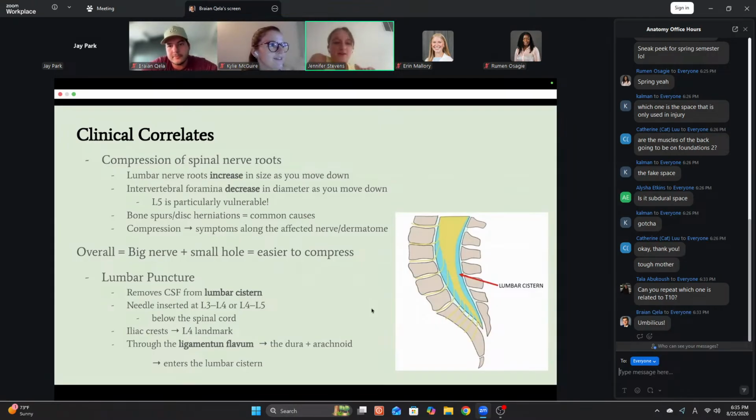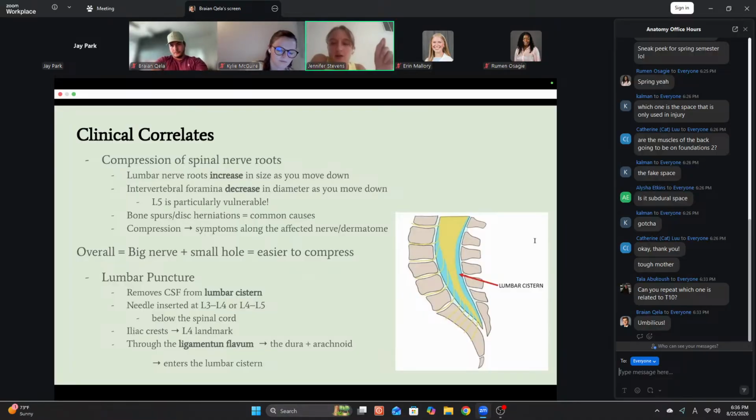Okay, so now I can talk about some of the clinical correlates that they want you to focus on. The first one is compression of the spinal nerve roots. A big thing that your slides emphasized is that the lumbar nerve roots increase in size as you go down, but their exit gets smaller, which I think makes sense. If you picture the curve, these exits are just going to get smaller and smaller. That makes it harder for something bigger to fit through, so it can get compressed a lot.